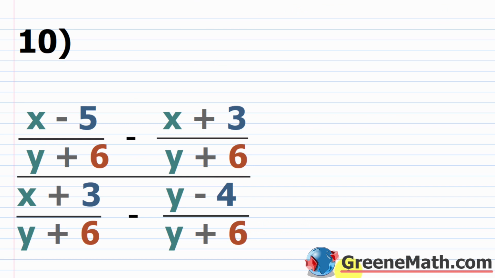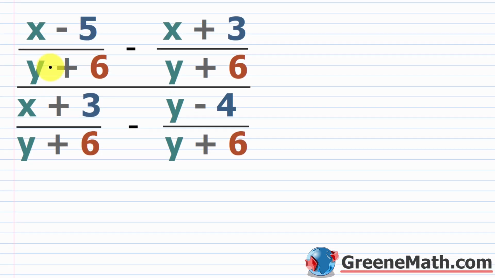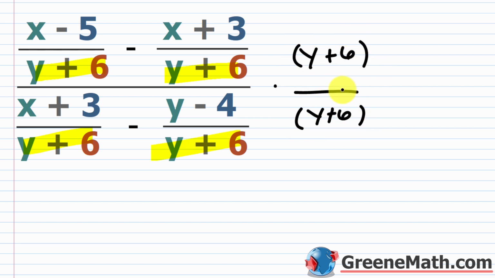All right, let's look at problem number 10. This one's actually pretty easy overall. So we have x minus 5 over y plus 6 minus x plus 3 over y plus 6. Then we're over x plus 3 over y plus 6 minus y minus 4 over y plus 6. So this one's easy because you basically have the same denominator in each case. So you can think about if I'm going to multiply by y plus 6 over y plus 6, which is the LCD, well, in each case the denominator is going to cancel out. And so you're just left with the numerator.